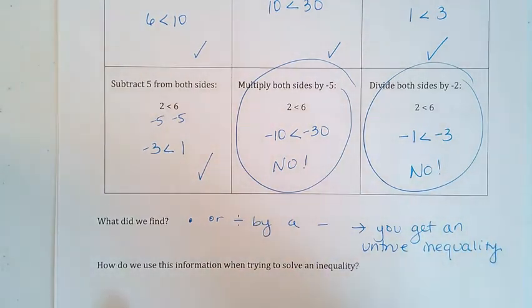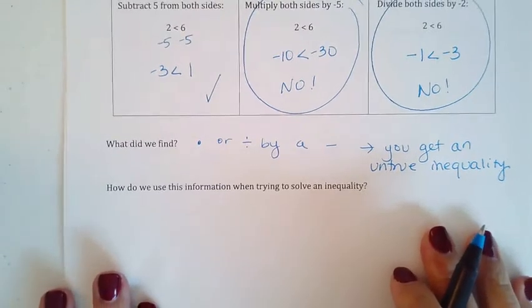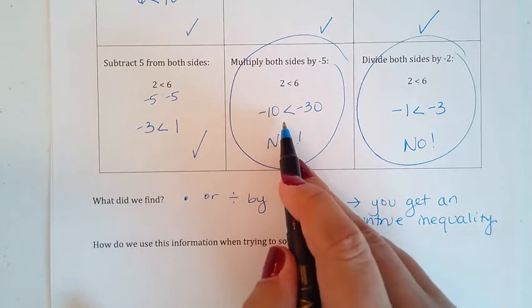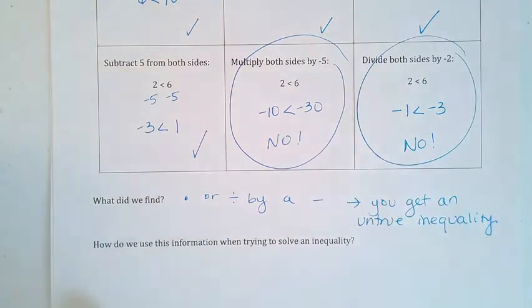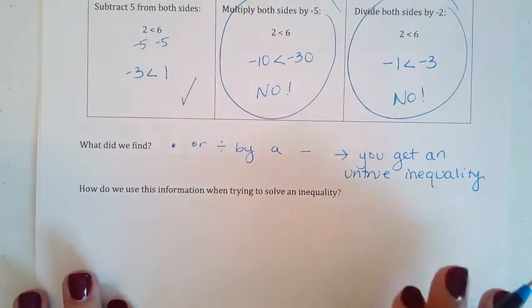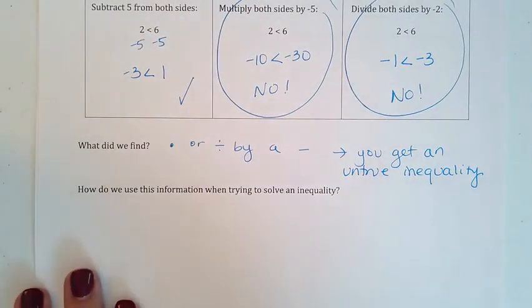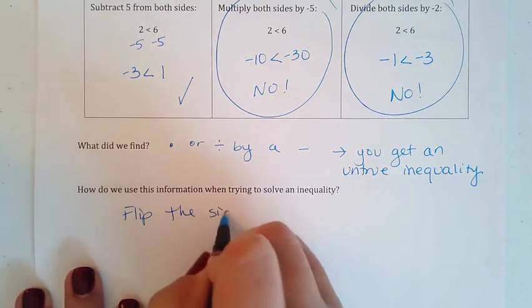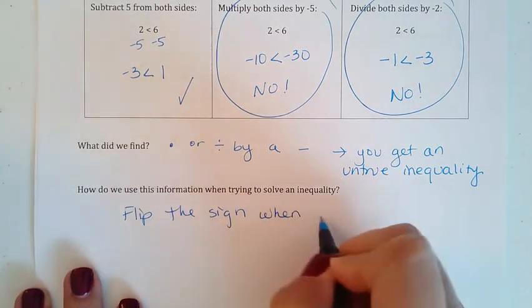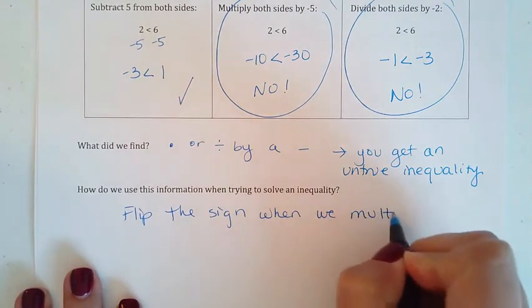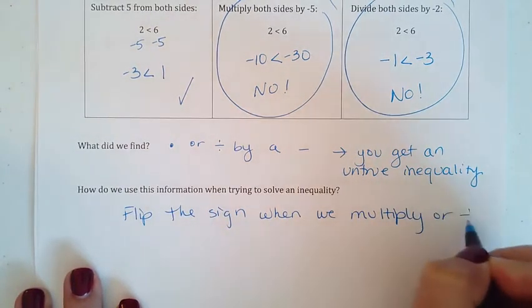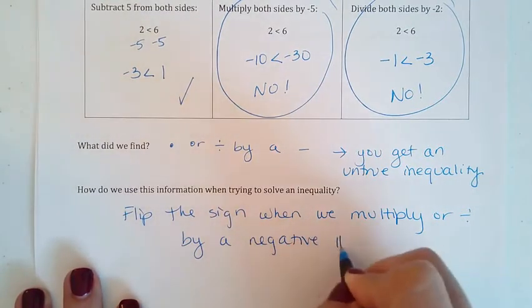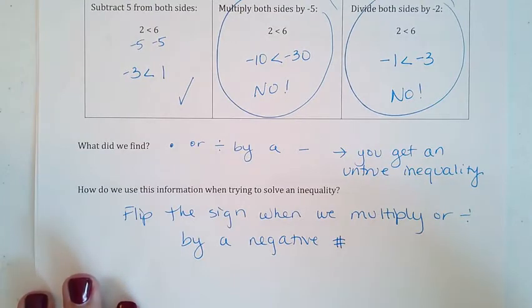Okay, and so how can we use this information? Well, what we could have done is if this sign went the other way, this would be a true statement. And if this sign went the other way, it would be a true statement. So this is why, and you've heard me already talk about this, we have to flip the sign when we multiply or divide by a negative number.